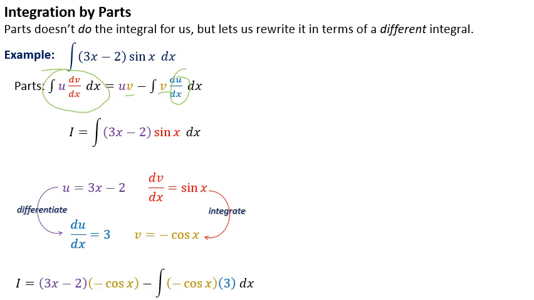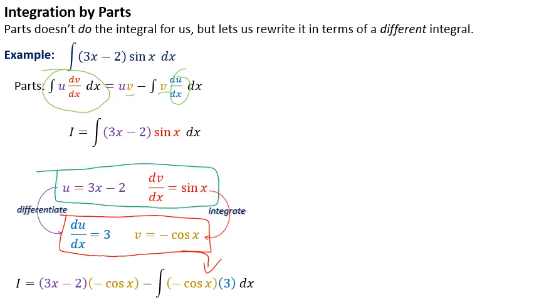Once we've got all of those four terms, we can substitute them straight into the right-hand side of the formula. So we have u times v, 3x minus 2 multiplied by minus cos x. Take away the integral of v times du by dx. So you'll notice the integral we end up with is the two terms from the bottom row. These two bits we've got here. The original integral we had came from the top two terms. We were writing those down directly from our original integral.